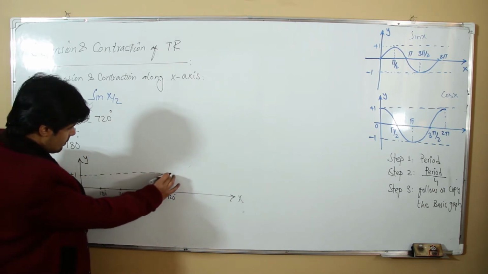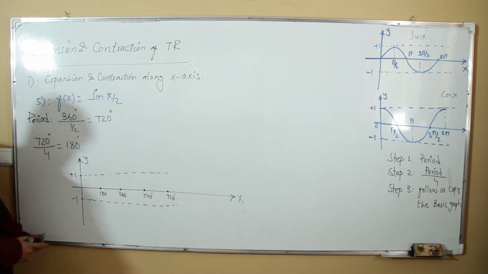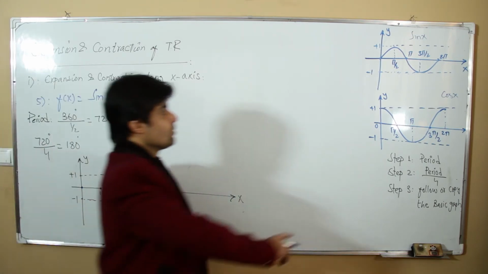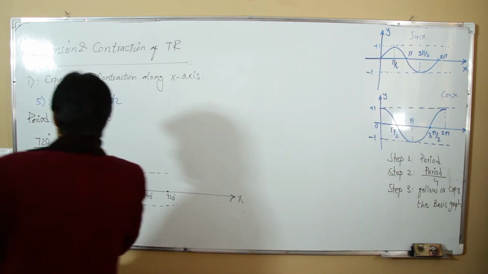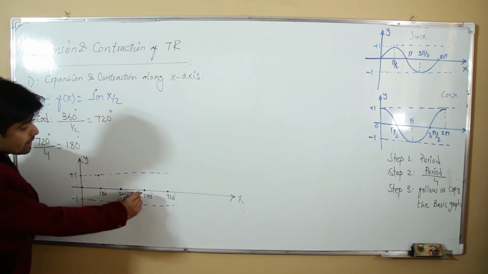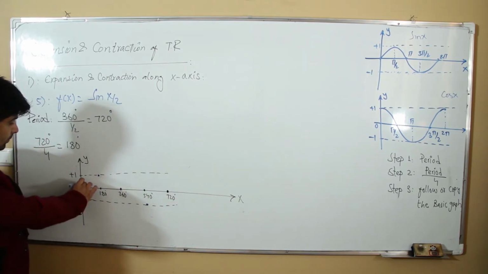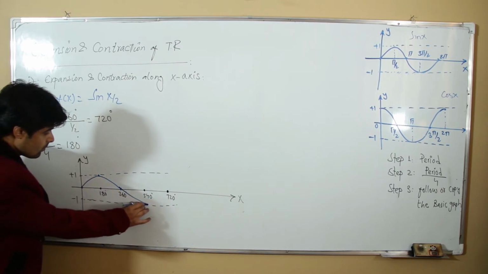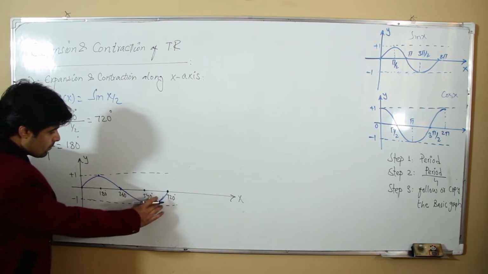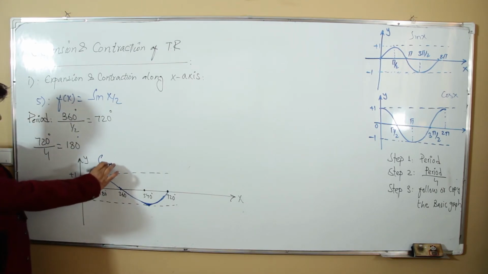These are the lines that the sine is drawn between. Now sine starts from here, from 0. The first point is our maximum. The second point it crosses, the next point is our minimum, and the next one it crosses. This is the graph for sine x by 2.